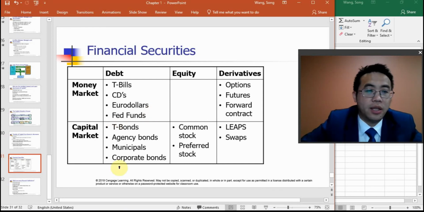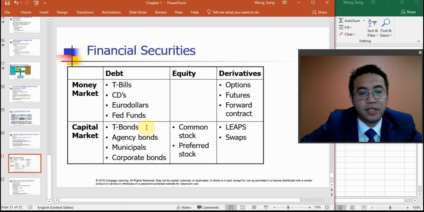And also, in the long run, you will see T-bonds, which are also issued by the U.S. government but last for a longer period. And also agency bonds, municipal bonds, corporate bonds, and all this will be covered in our chapter 6, the bond chapter. And on the equity side, there is common stock and there is preferred stock. And definitely you can see that the preferred stock has certain priorities in terms of income allocation and asset liquidation.